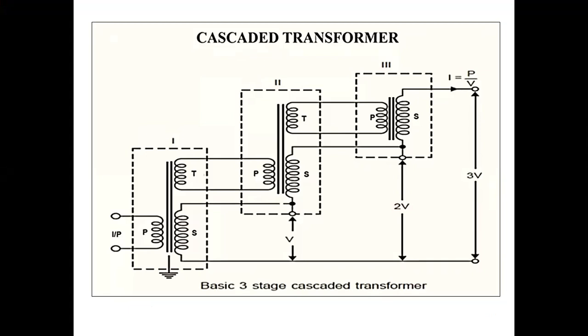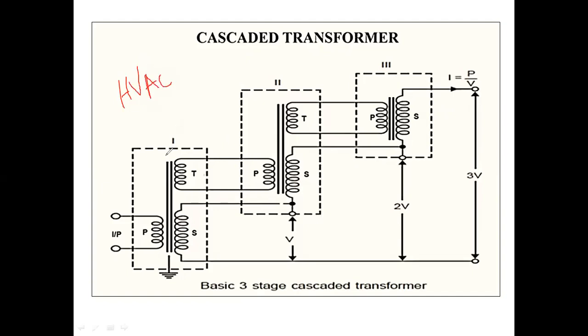As you can see, these are the transformers: transformer 1, transformer 2, and transformer 3, and these three are connected in cascaded form, so that is why it is called a cascaded transformer. Okay, so how will it generate the high AC voltage, HVAC? Let's discuss it.